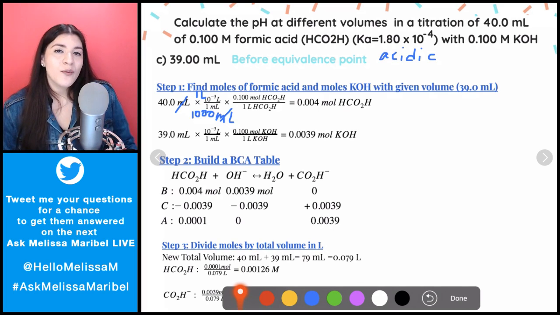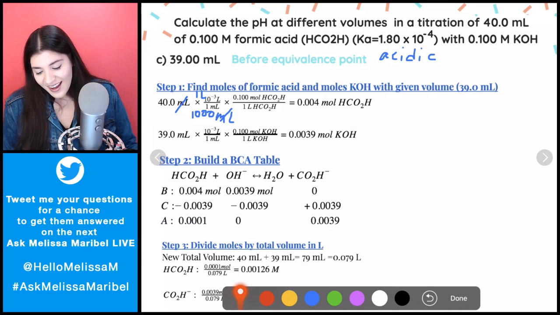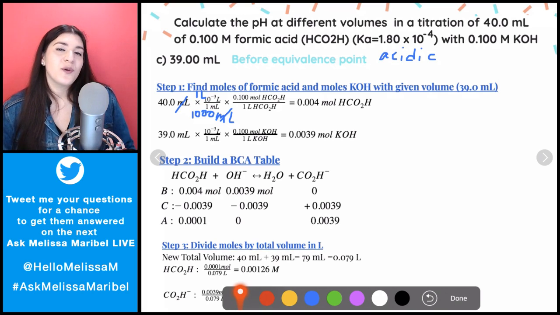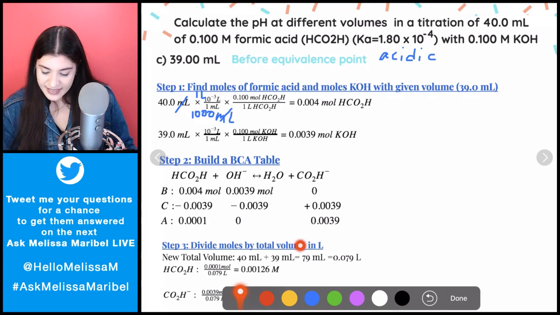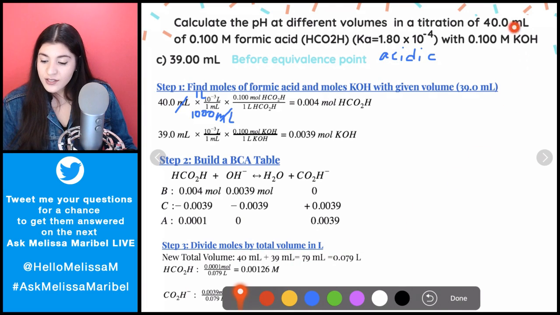Then that gives us our molarity, or our concentration, of our weak acid and our conjugate base. Essentially, what's going to help us there is that it's going to help us finally determine the pH. There's a specific formula that we will use, and I'll get to it, but the next thing we're going to look at is figuring out our total volume. So our total volume is the 40 mL of formic acid plus the 39 mL of our base that we just added. Add those together, that gives us 79.